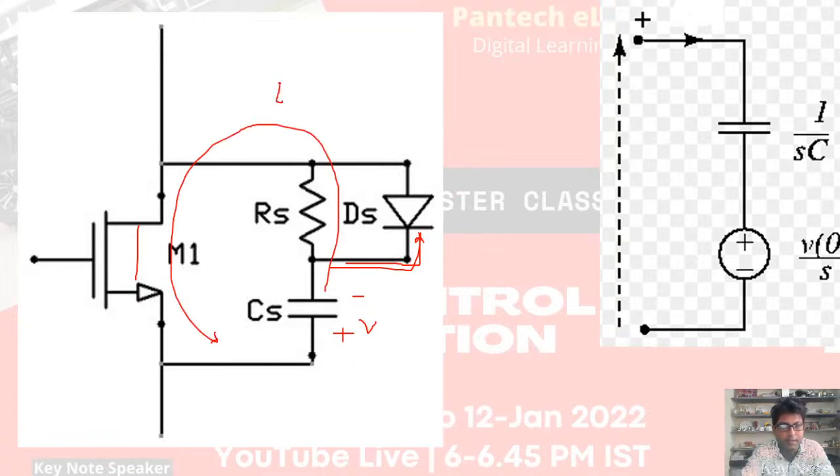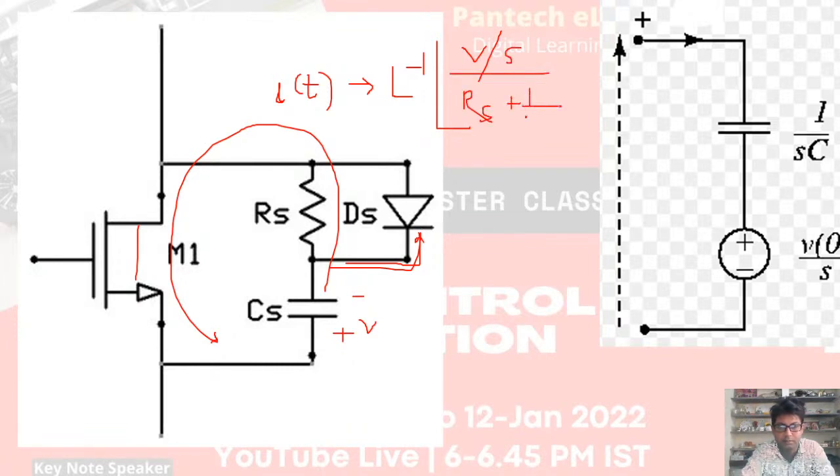So this instantaneous current should be given by VDC by S divided by RS plus 1 by CS.